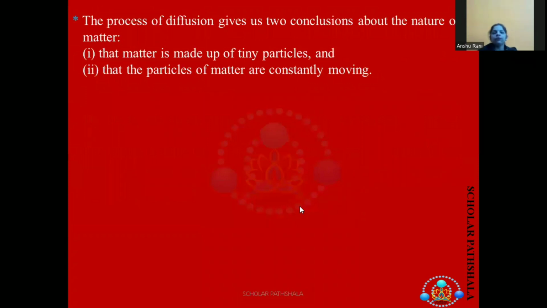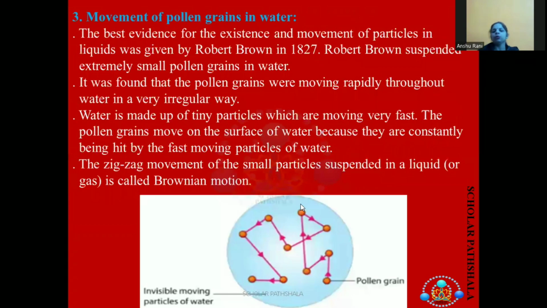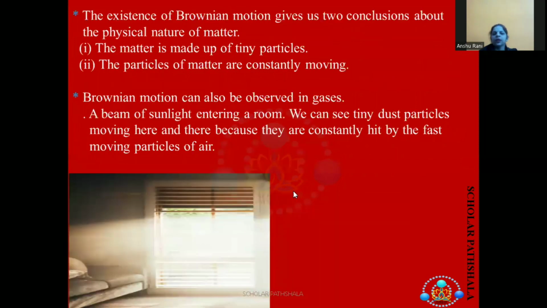In the process of diffusion, we know that tiny particles of matter are constantly moving. That's why they mix up together. There is movement of pollen grains in water. Robert Brown found that pollen grains present in water are moving at constant speed. It means the smaller particles present in water are in random motion. They are in zig-zag motion. That motion is called Brownian movement. Because of that, the tiny particles are constantly moving.